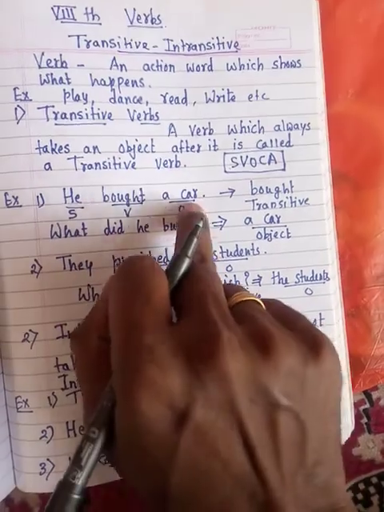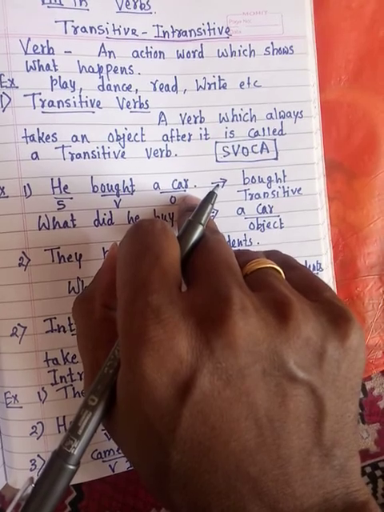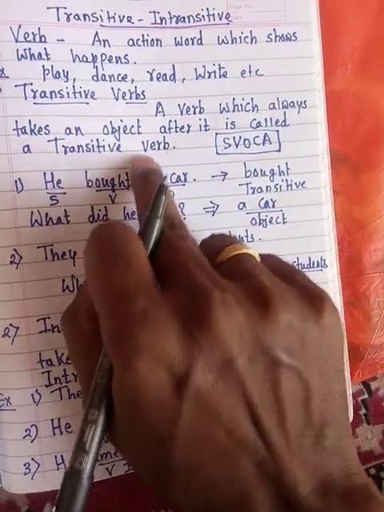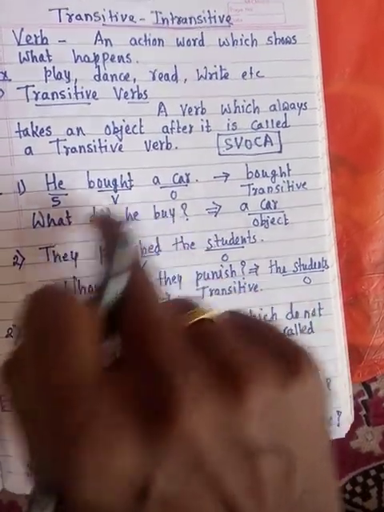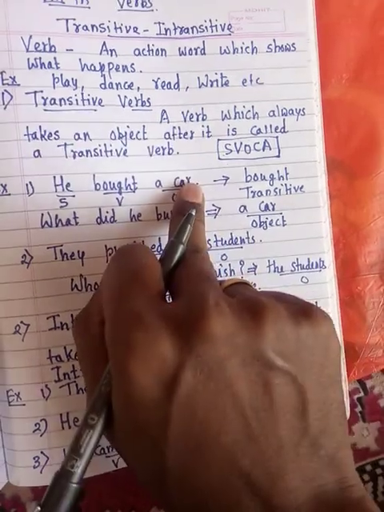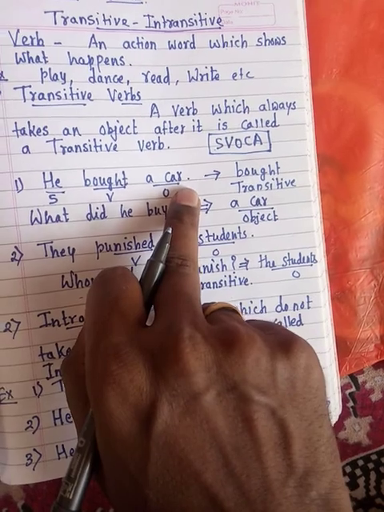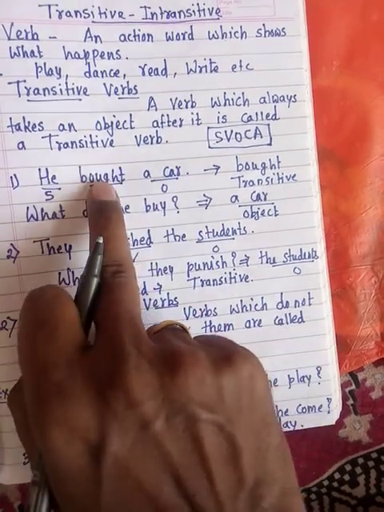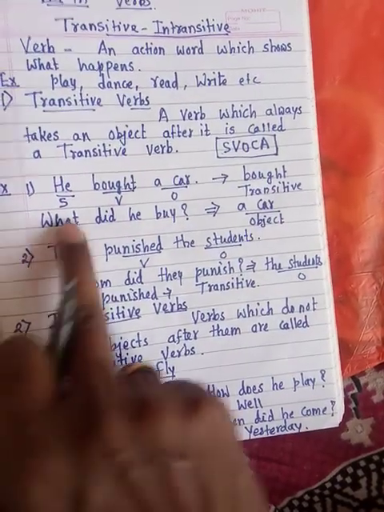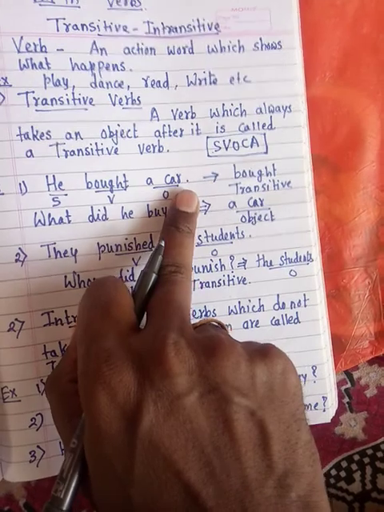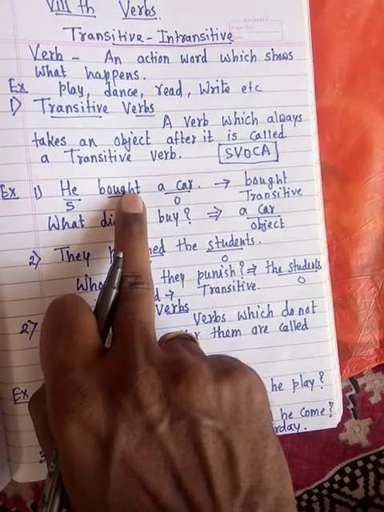Now see, the part after the verb here is a car. Now let us prepare a question so that a car will be the answer. So what did he buy? First form of the verb: what did he buy? Answer will be a car. So the part after the verb is coming as an answer. So that means bought is a transitive verb, because the question is prepared with what. So the part after the verb is an object. So this verb has taken an object immediately after it. So it is a transitive verb.